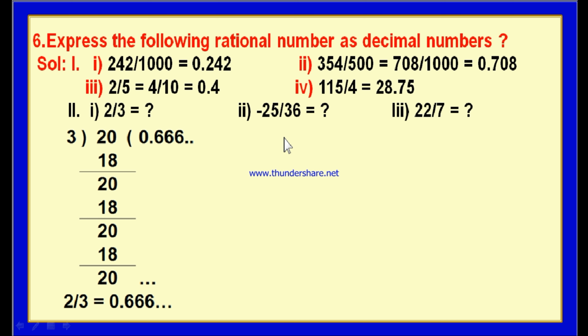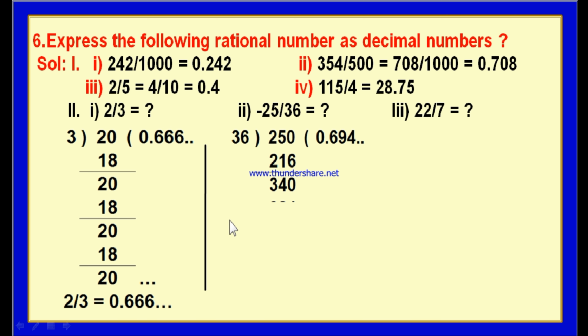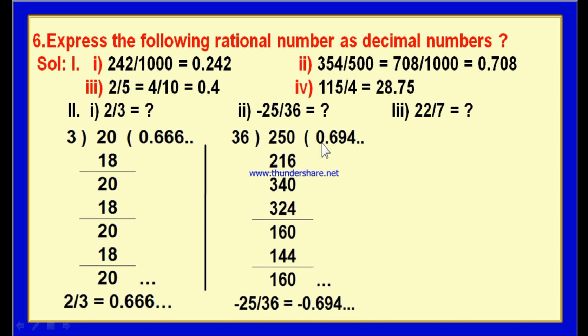Now look at the second bit. The second bit is minus 25 by 36. You have to divide 25 by 36. As you cannot divide 25 by 36, keep 0 point. Now it will be 250. In 250, 36 goes 6 times. 6 36s are 216. You subtract 216 from 250. You will get 34 as remainder.